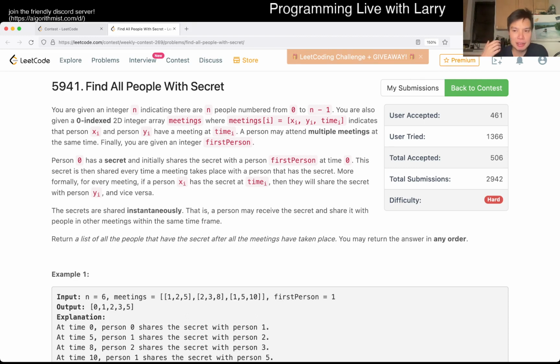But that said, you can watch how I approach and attack this problem live during the contest. I did end up implementing union find, and then hacked the secret part on top. So that wasn't very fundamentally sound.